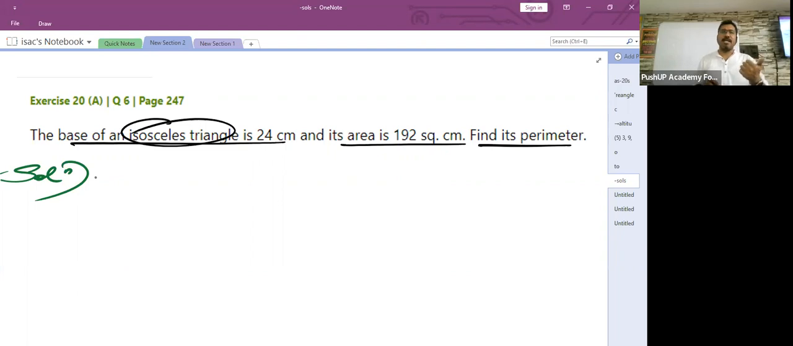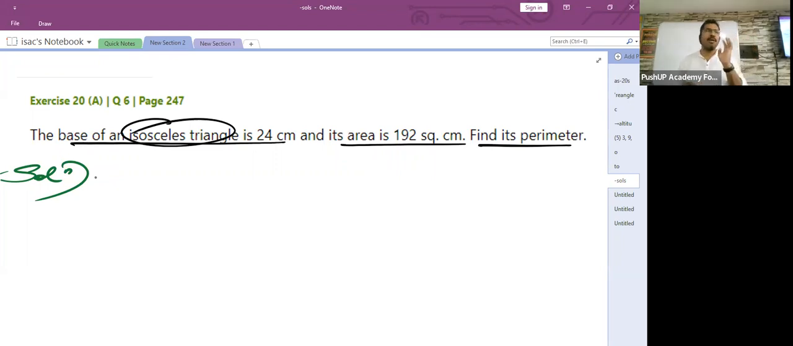Then we have done the scalene triangle. Which formula? Heron's formula. Square root of s into s minus a, s minus b, s minus c, where s is the semi-perimeter of the triangle, isn't it? Then today we learned one more formula, which is the area of an equilateral triangle. Hemant, what is the formula? Area of an equilateral triangle. Root 3 by 4 into a square. Isn't it? So 3 formulas we have already learned.